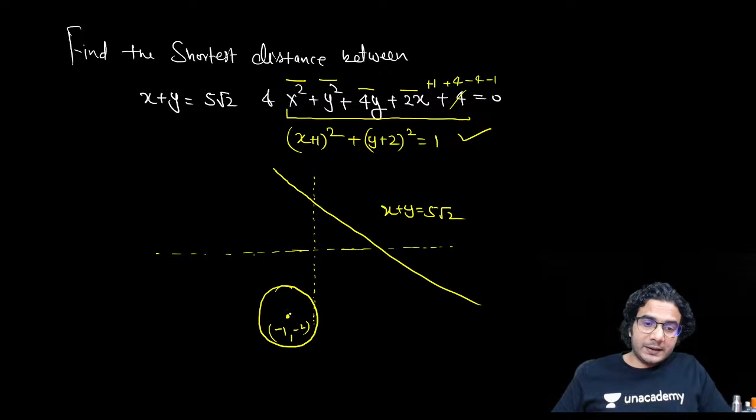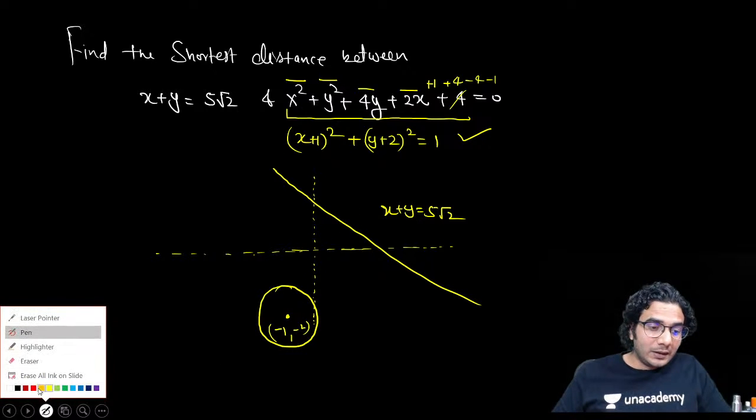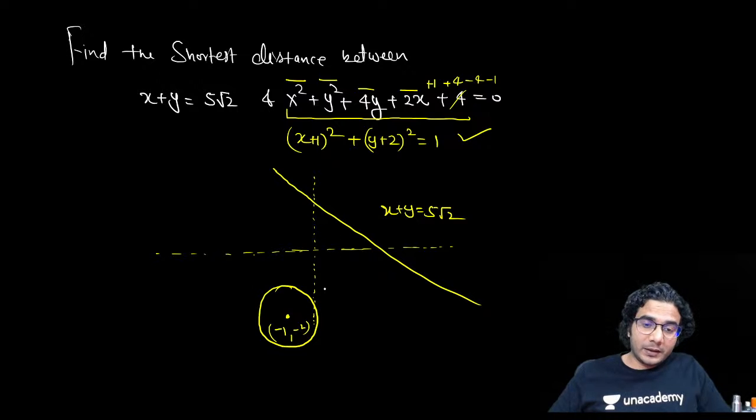The common normal: the normal of a circle is a line which passes through the center of the circle, and any line which is perpendicular to the given line will be normal to that line. So we need to find a line which passes through the center of the circle and is perpendicular to the given line. So draw one such line like this. This is the common normal, right? It is 90 degrees here, and it will cut the circle also at 90 degrees because it is passing through the center. So this is the common normal.